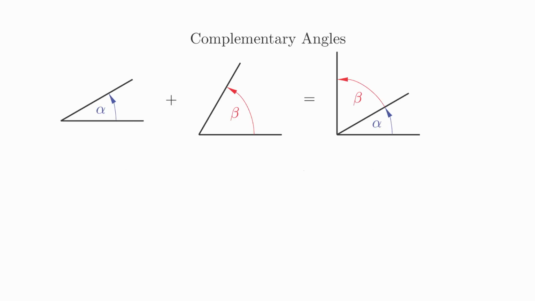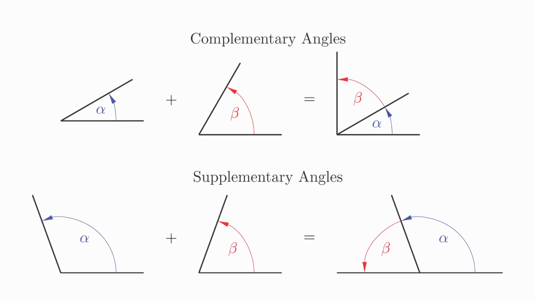If two angles combine together to form a right angle, we say that they are complementary angles. If two angles combine together to form a straight line, we say that they are supplementary angles. These relationships are important in trigonometry. In the next video, we will talk about ways that we can measure angles.